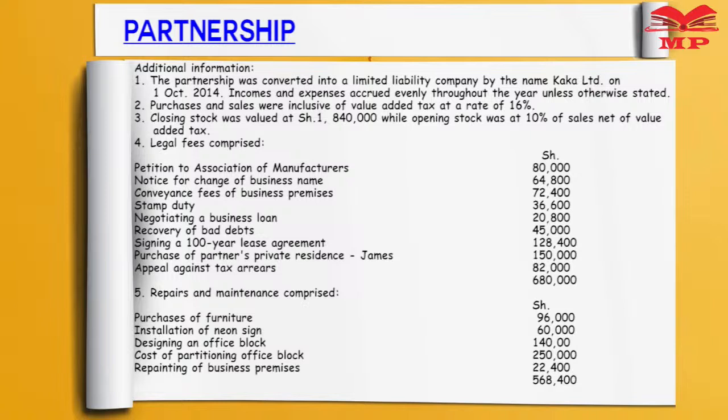Number four, legal fees comprise: petition to Association of Manufacturers, notice for change of business name, conveyance fee for business premise, stamp duty, negotiating a business loan, recovery of bad debts, signing a 100-year lease agreement, purchase of partner's private residence by James, appeal against tax arrears. Number five, repair and maintenance comprises purchase of furniture, installation of neon sign, designing of an office block, cost of partitioning office block, repainting of the business premises.